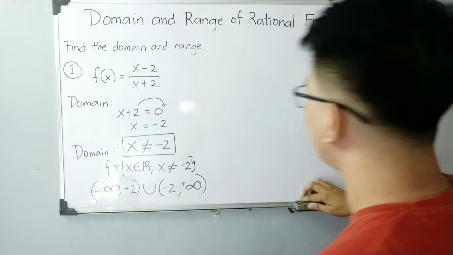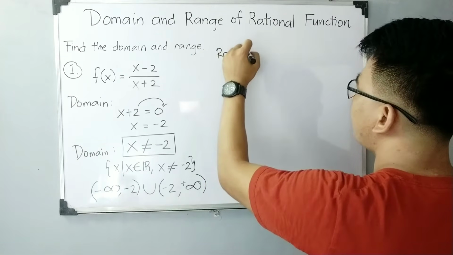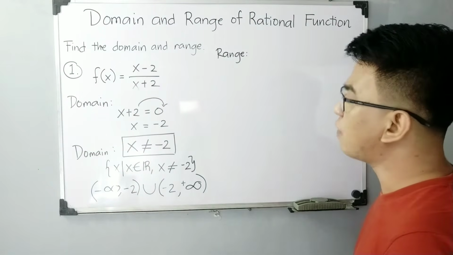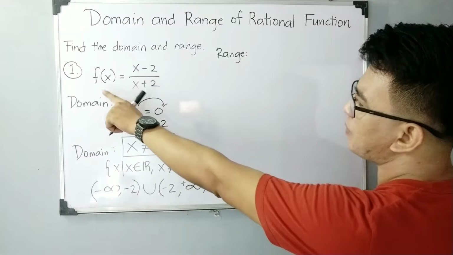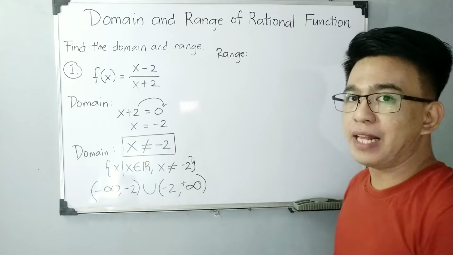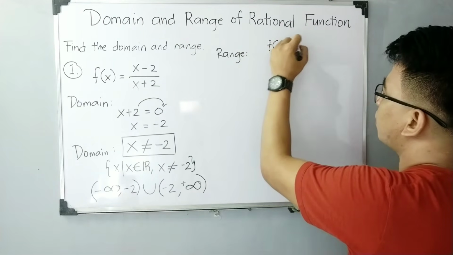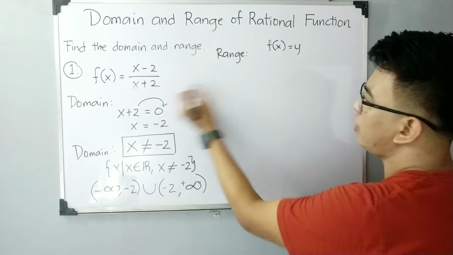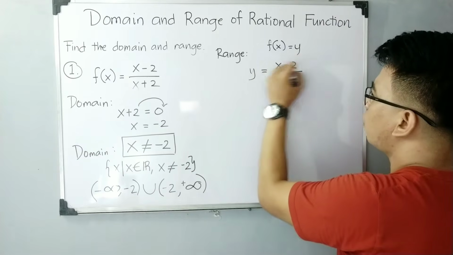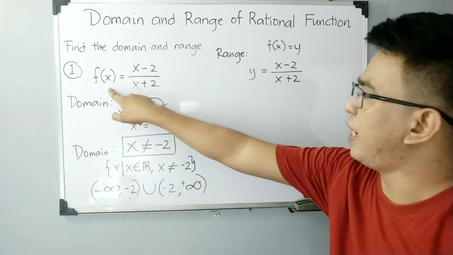Sir, how about the range? For the range, it is easier to get the range when graphical. But here, we will get its inverse function. First step is to replace f of x by y. This f of x, we will replace with y, because we know in a function, your f of x is equal to y. So now you have y is equal to x minus 2 over x plus 2. Again, we replace f of x by y.